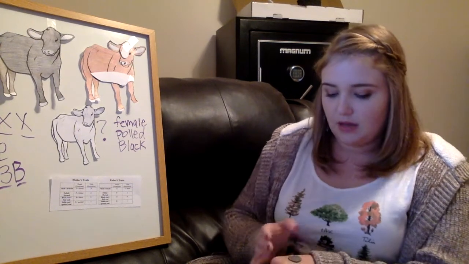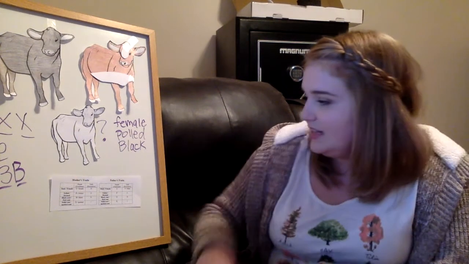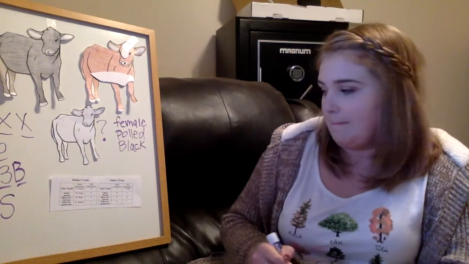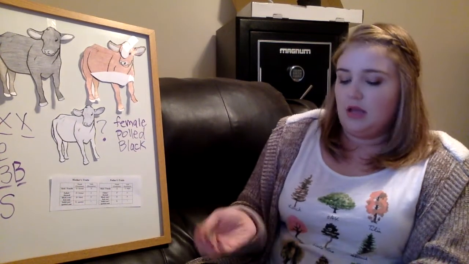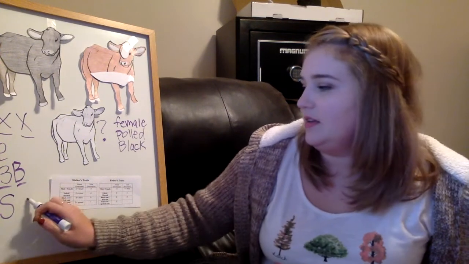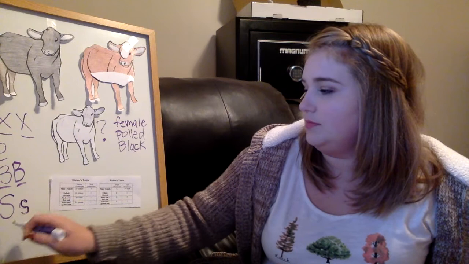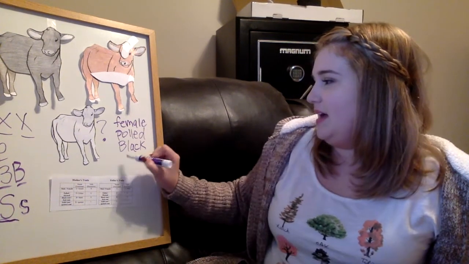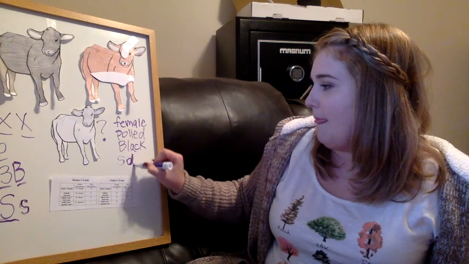And for last, we're going to do solid coat or spotted coat. So it's either going to be solid or spotted. Mother's side, we've got heads, a capital S, the dominant trait. And then for father, we've got tails, the lowercase s. In this instance, the dominant trait is going to win out, so it's going to be a solid coat.